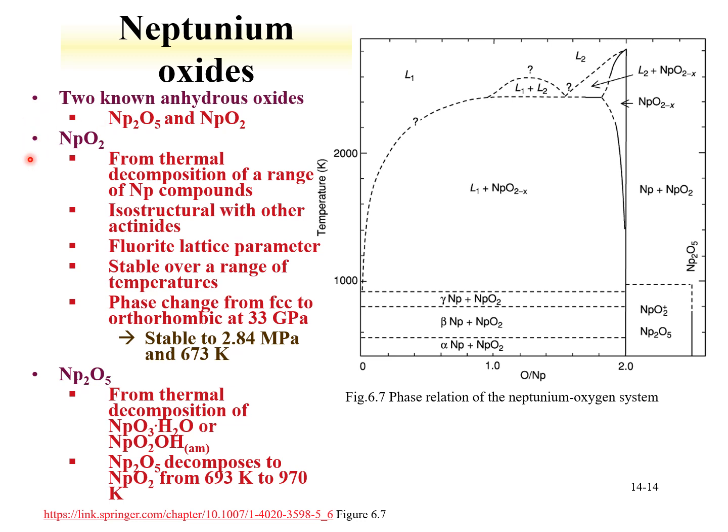This compound is stable over a range of temperatures, and the phase diagram, where we look at the phases as a function of temperature against the oxygen to neptunium ratio, is shown here. And comparing this to the uranium phase diagram, we see many fewer species. Now, Np2O5 can be formed from the thermal decomposition of neptunium-6 or neptunium-5 hydroxide. However, if you make the Np2O5, it decomposes to the NpO2 between 700 and close to 1000 K.